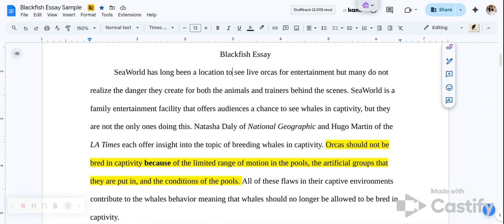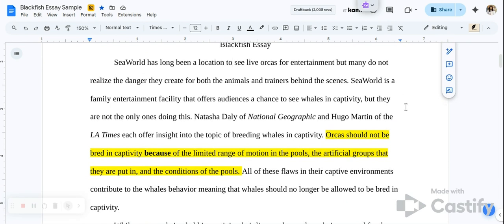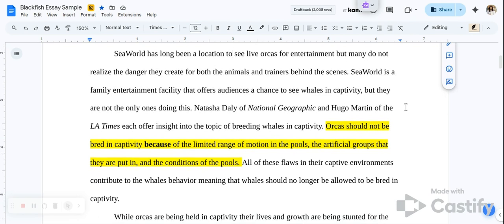SeaWorld is a family entertainment facility that offers audiences a chance to see whales in captivity, but they are not the only ones doing this. Natasha Daly of National Geographic and Hugo Martin of the LA Times each offer insight into the topic of breeding whales in captivity. What we've done so far is acclimate our audience to the topic. We've opened up with a hook. That hook should be about 2 sentences, and then we start to introduce our sources.